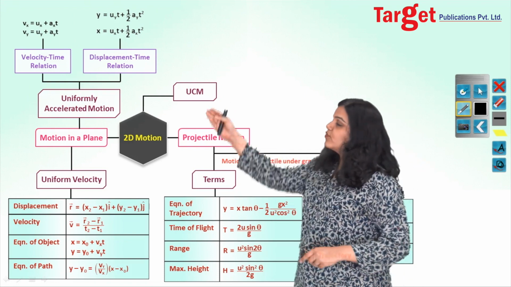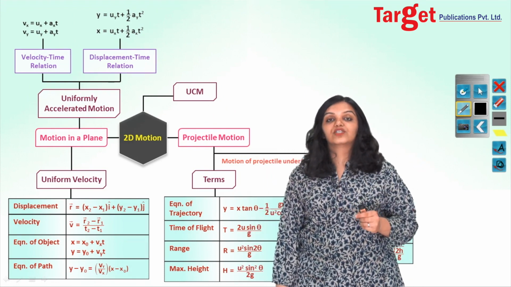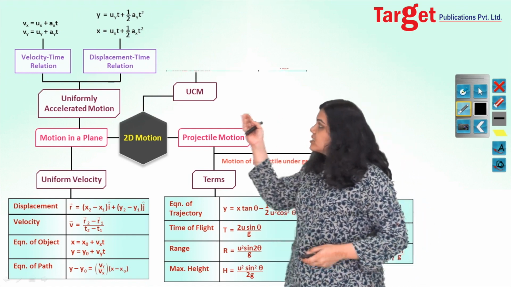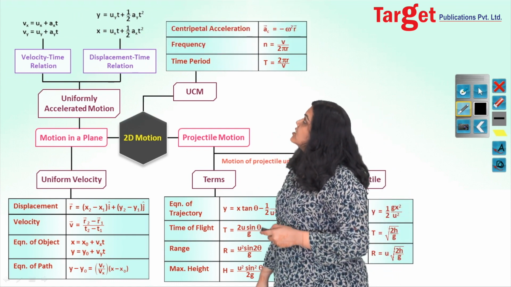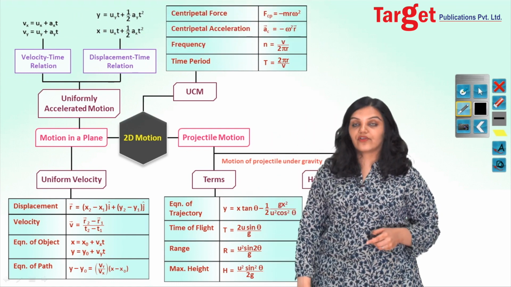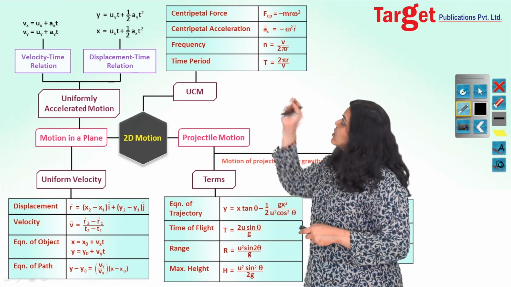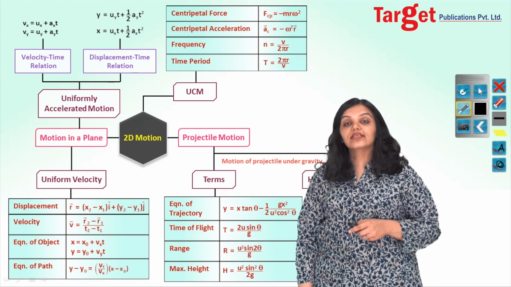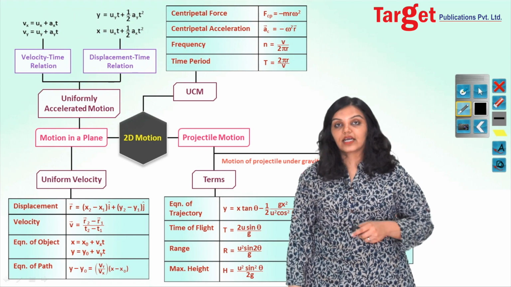Let's now move on to uniform circular motion. As you can see, the term uniform circular motion itself tells us that it's circular motion with a uniform speed. We have certain terms associated with UCM, that is time period, frequency, centripetal acceleration and centripetal force. Time period is given by T is equal to 2 pi r by v. Frequency is n is equal to v by 2 pi r. Centripetal acceleration is minus omega square r and centripetal force is minus m r omega square.